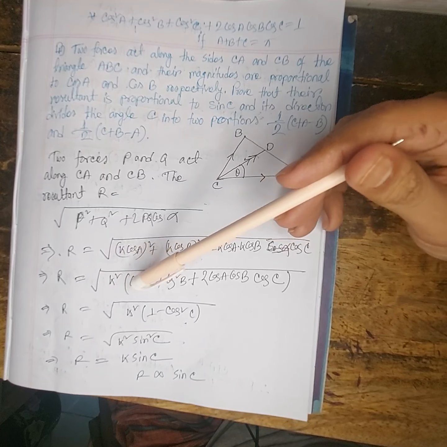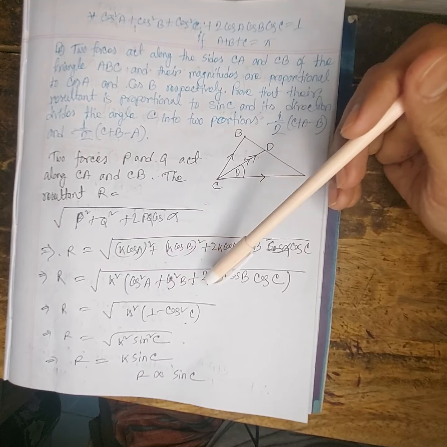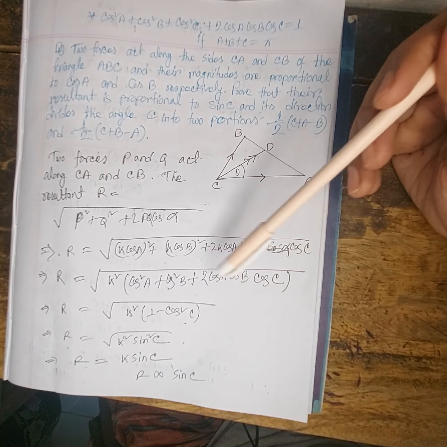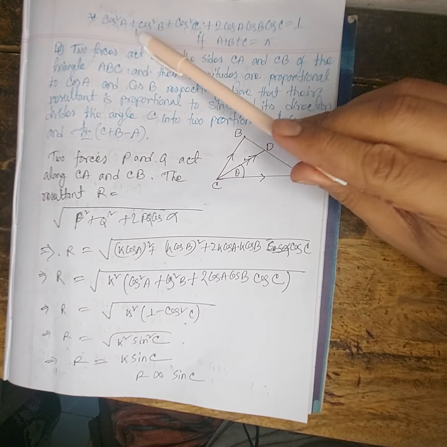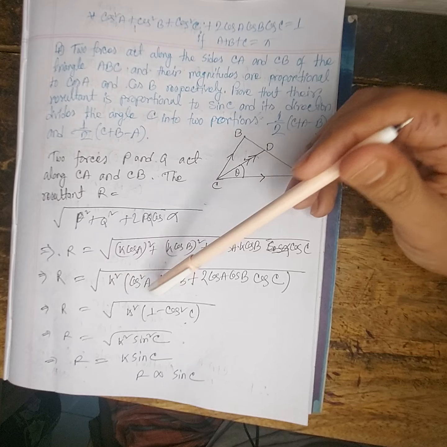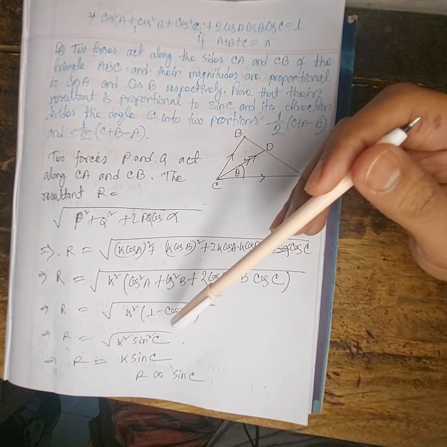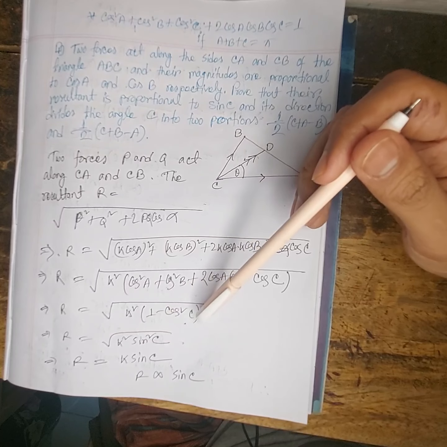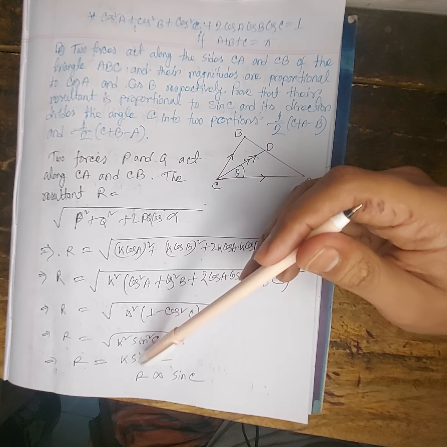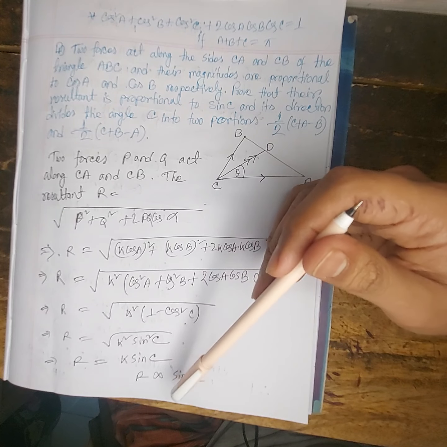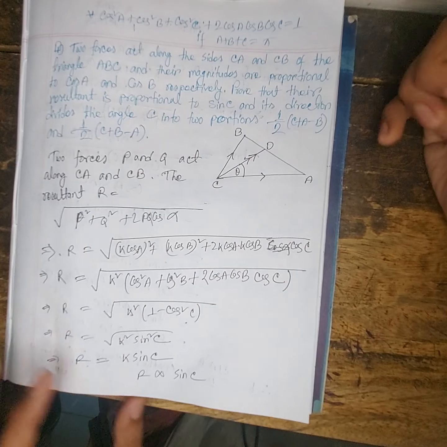Taking common k square, we get cos square a plus cos square b plus 2 cos a cos b cos c here. By using this formula, we can write cos square a plus cos square b plus 2 cos a cos b cos c is equal to 1 minus cos square c. So we get r equal to k sin c. That means r is proportional to sin c.